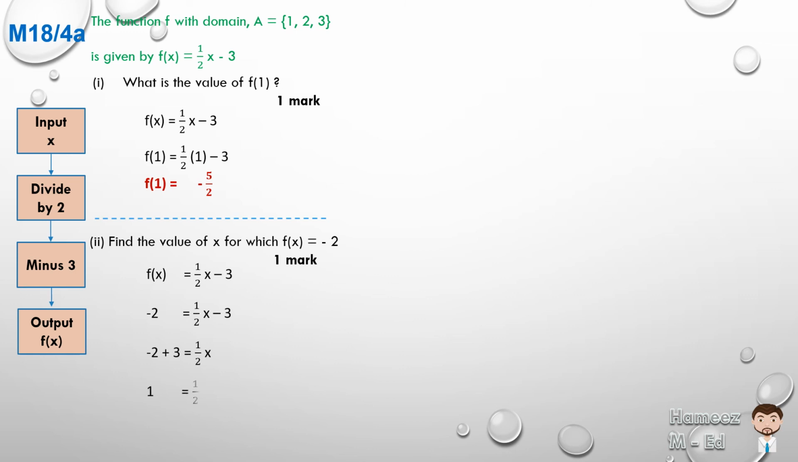That works out to be 1 is equal to half x. So x is equal to 2 times 1. Remember, the 2 is dividing on the right side. When I carry it across, it will multiply. So 1 times 2 is 2. Therefore, x is 2. Let's put it into the flow diagram and see if it works. If the input is 2, and we divide by 2, 2 into 2 is 1, and we minus 3, 1 minus 3 gives us minus 2, which is exactly the situation in part 2.